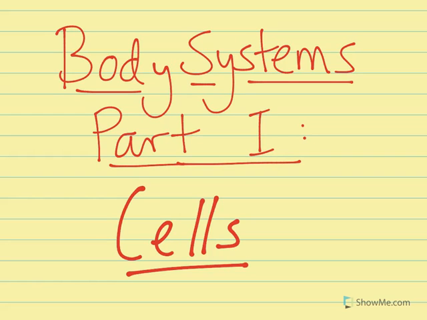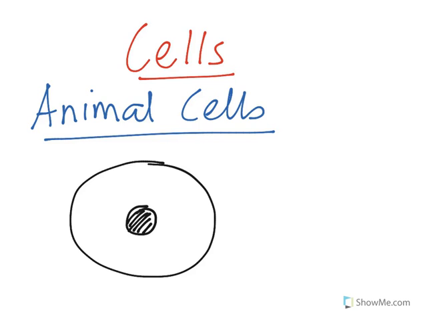Hello everyone, first of the revision presentations for S2 and 3 biology, and the first one being cells. So all living organisms are made of cells. The two types of cell you need to know about are animal and plant cells. So if we have a look at animal cells first.